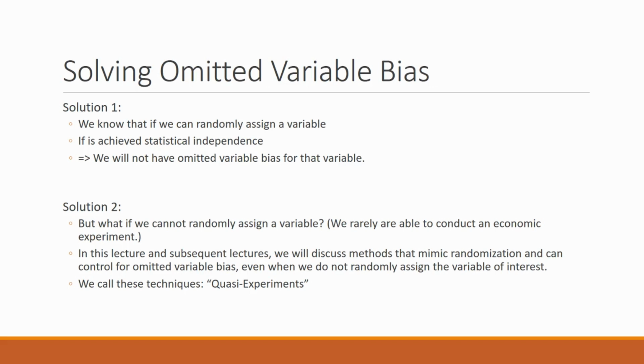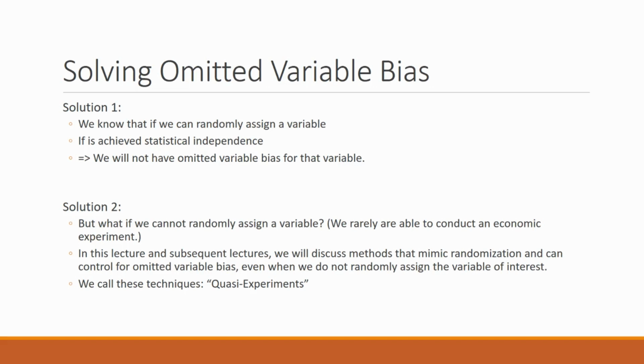All right, so this is going to be solution number 2. If we do not have a randomly assigned variable, and like I said, we are rarely able to conduct economic experiments, all right, then we need to use a different technique. We need to use different techniques, all right? In this lecture and in subsequent lectures, we will discuss methods that mimic randomization and can control for omitted variable bias, even when we do not randomly assign the variable of interest.